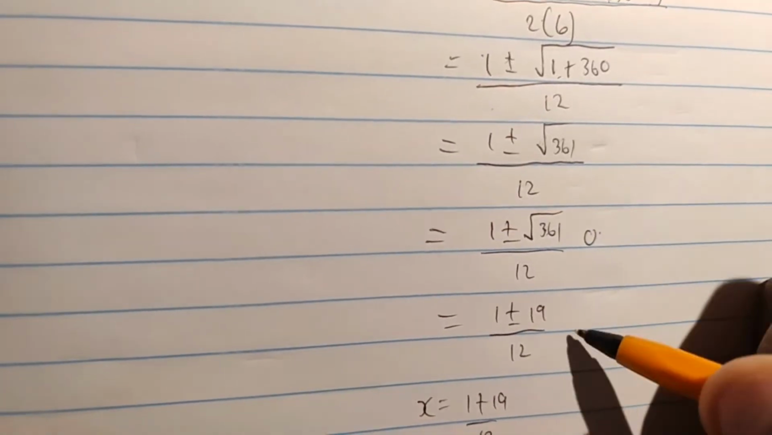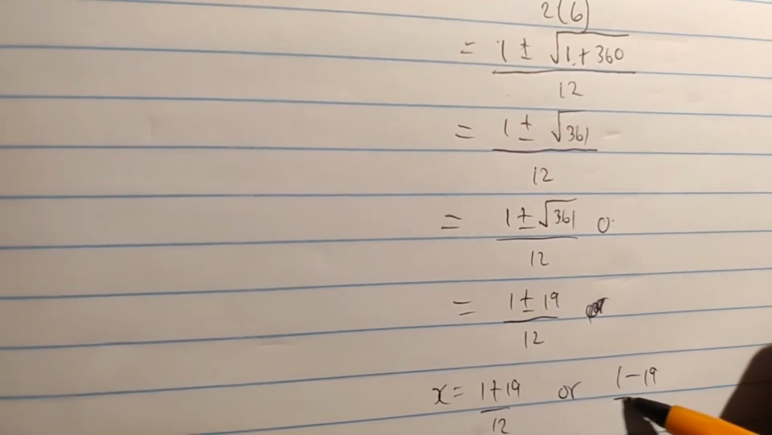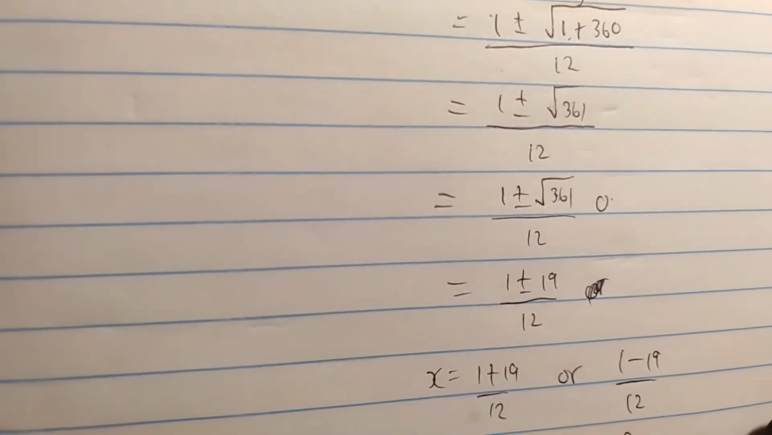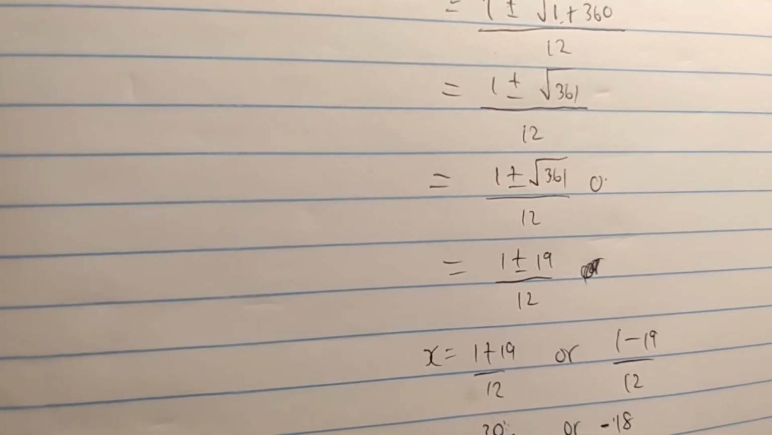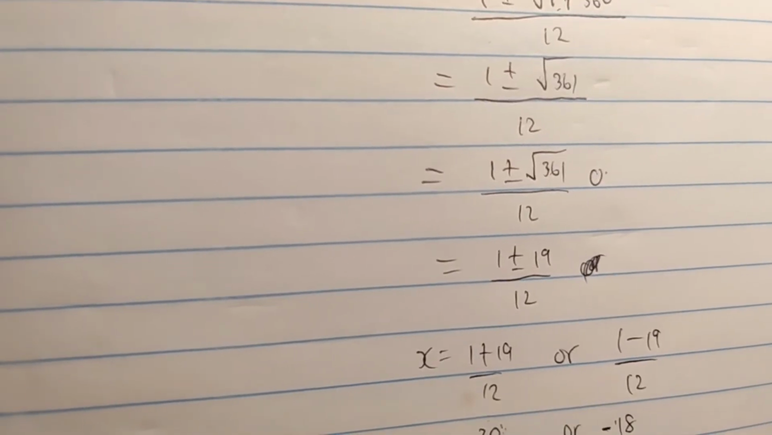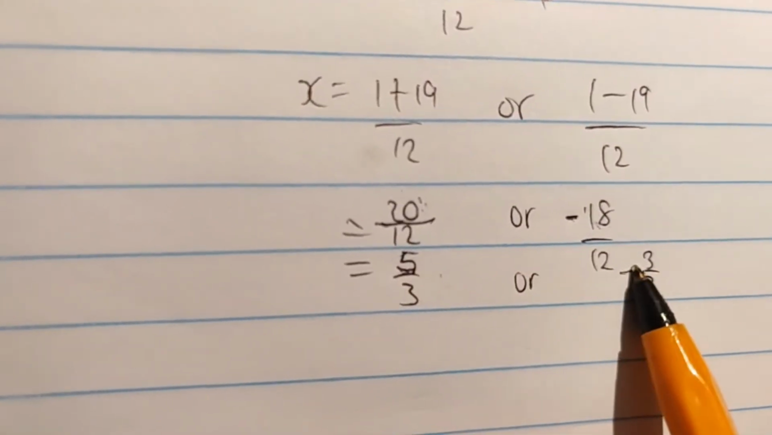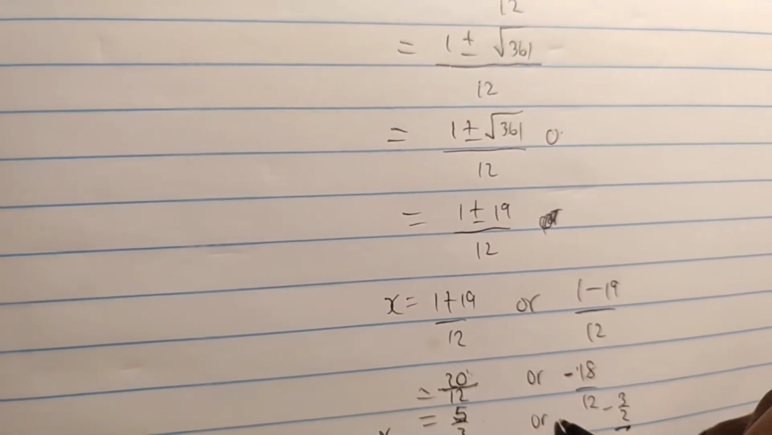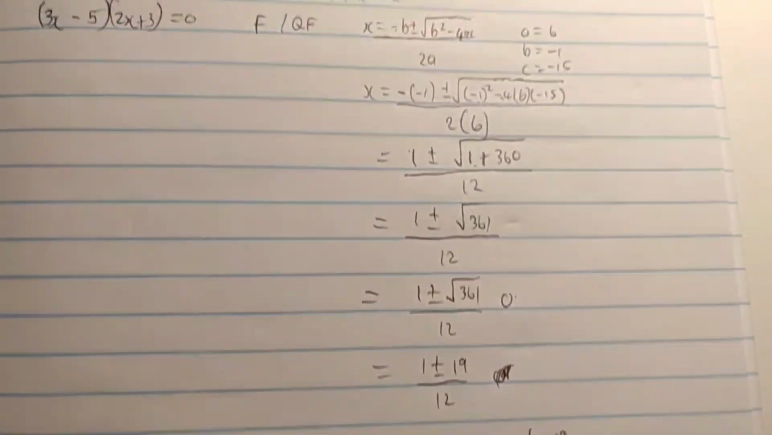Or, sorry, at this stage, or 1 minus 19 over 12. That gives you 18 over 12. In fact, -18 over 12, which simplifies to become -3 over 2. Highest common factor is 6. 6 goes into 18 3 times. 6 goes into 12 2 times. So these are the values of x if you use the quadratic formula, guys.